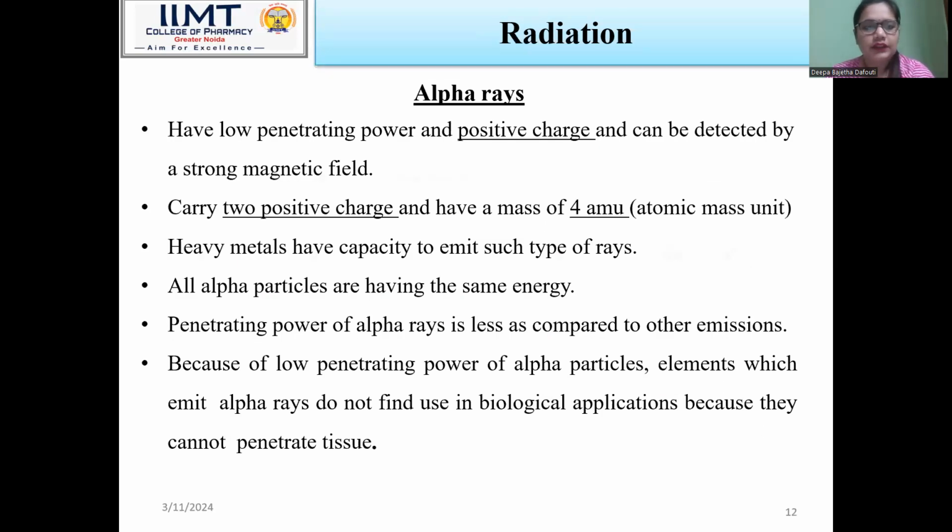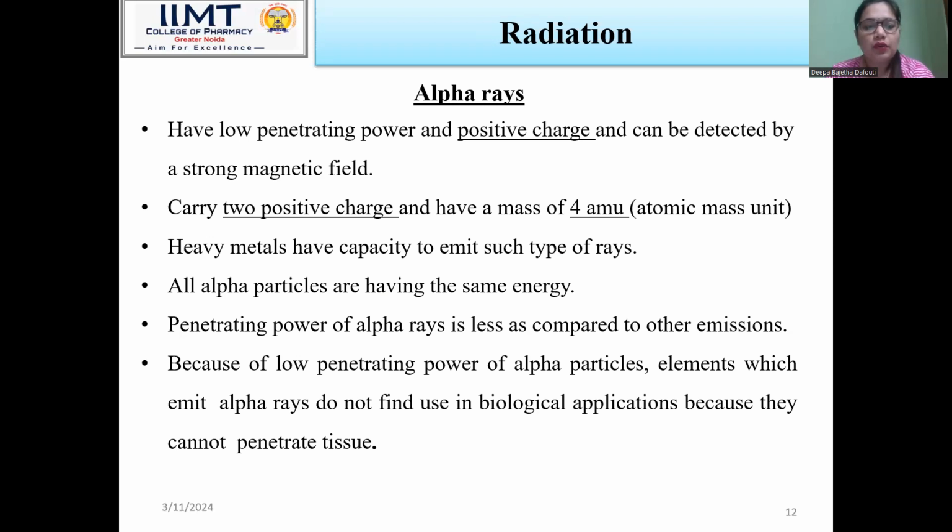First one is alpha rays. So what are alpha rays? Alpha rays have low penetrating power, have a positive charge, and can be detected by a strong magnetic field. Also, alpha rays carry two positive charges and have a mass of 4 atomic mass units. Heavy metals have the capacity to emit these types of rays. All alpha particles have the same energy. The penetrating power of alpha rays is less as compared to other types of radiation like beta rays and gamma rays.